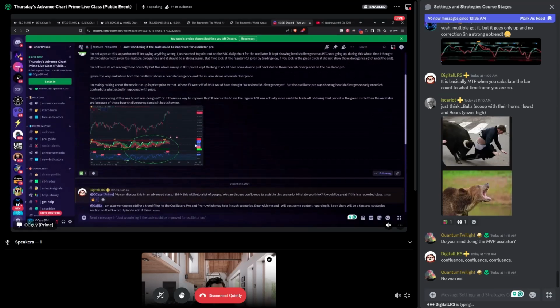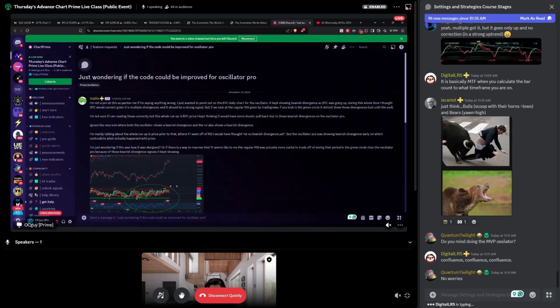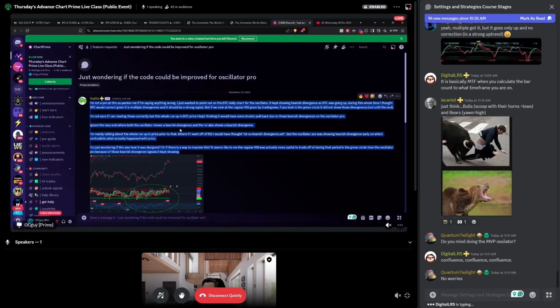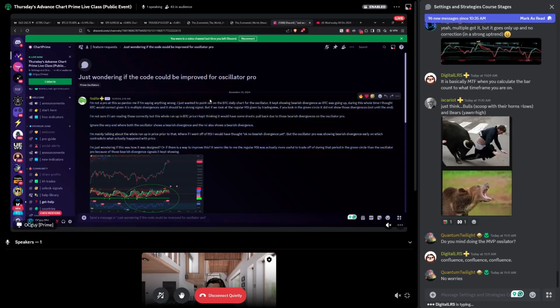Here's a couple of things that I want to point out, because this was just wondering if the code could be improved for Oscillator Pro, all right? Guys, we love your suggestions. But if I read the post here, I can maybe try to understand this, but this is also implying that the code is wrong or faulty, right? Which could be. I'm not shielding the code, but we need a little bit more of this.